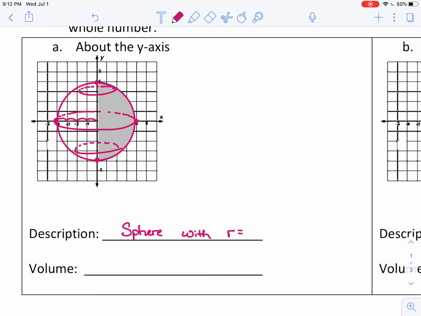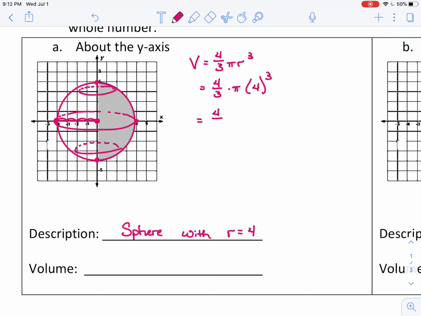But I need to also point out what the radius is. Now remember, the y-axis was my center. You're going around the y-axis. So the farthest distance from this center to the outer side of this sphere, this distance, would be a distance of 4 units. So if I know my radius, then I can find my volume. And the directions ask me to round to the nearest whole number, so I don't have to worry about stopping in terms of pi.